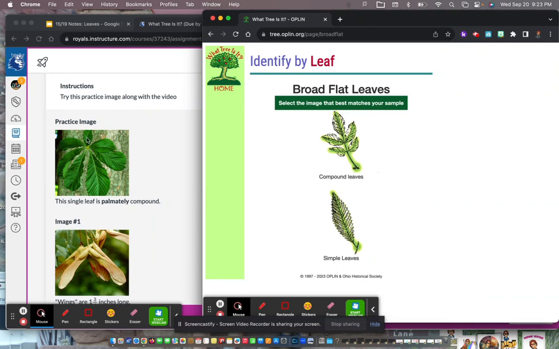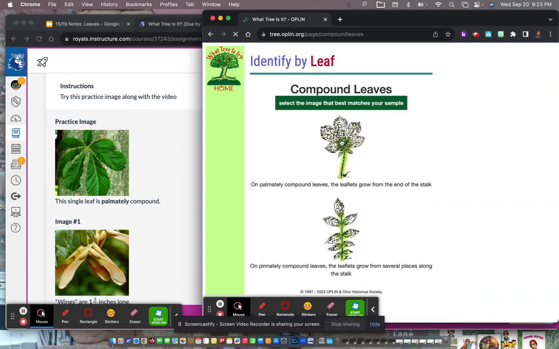Well, if we go over here, it's a whole bunch of leaves. How many? 1, 2, 3, 4, 5, 6, 7 leaflets from one point. So that's a compound leaf. So I'm going to click on compound leaf, and we're going to see what choices I have. So I'm going to scroll down just in case. These are the only two choices.